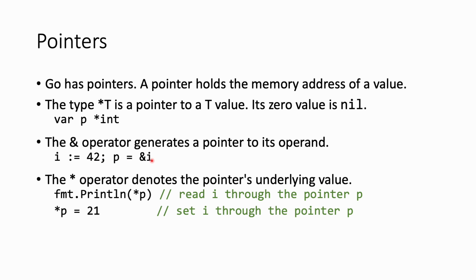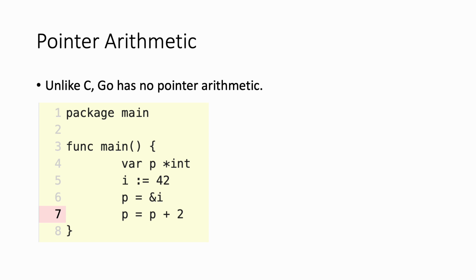If p has been assigned &i as in this assignment, then *p is the same as variable i. So printing out *p in this case is the same as printing out the value of variable i. And assigning 21 to *p is the same as assigning 21 to variable i. But note that unlike C, Go has no pointer arithmetic.